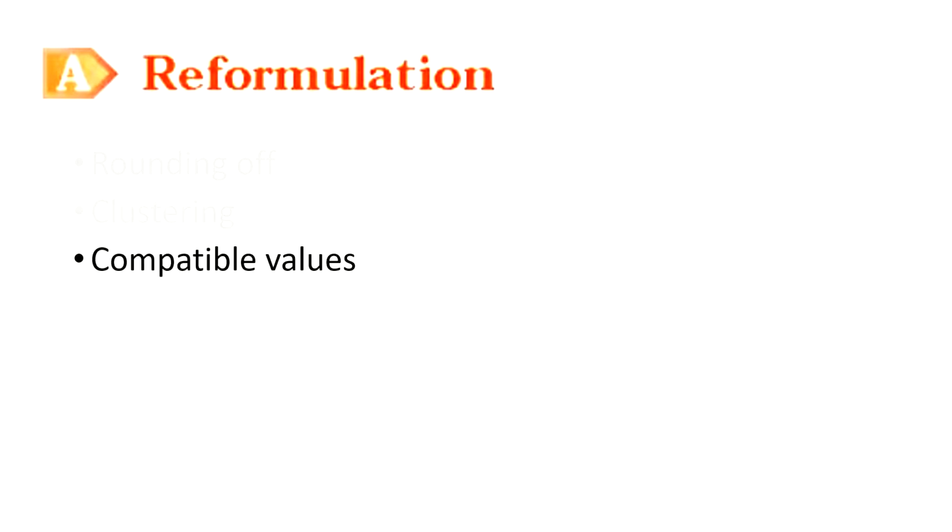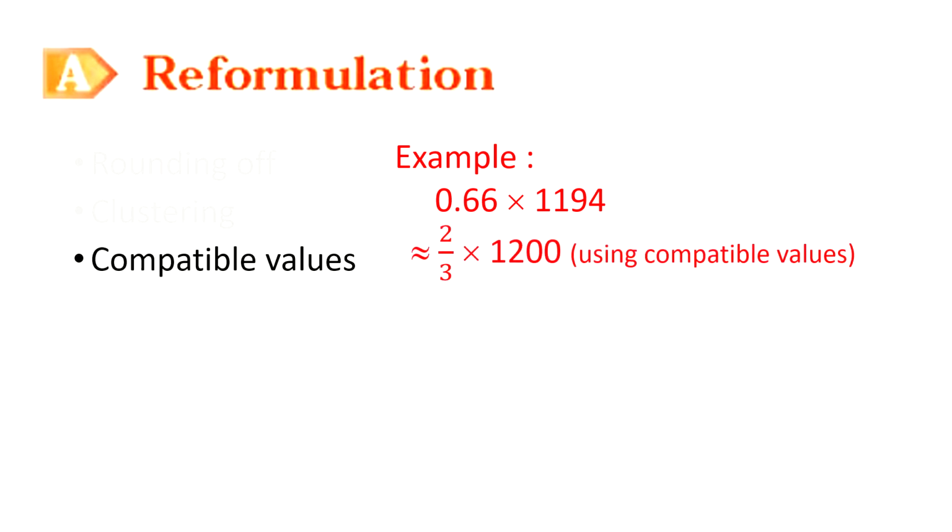Oh, the last one is compatible values. This will be a little bit complicated. For example, we need to do the estimation to find out the value of this question. What should we do? In fact, 0.66 is close to the fraction 2/3. So we may use 2/3 instead of 0.66.